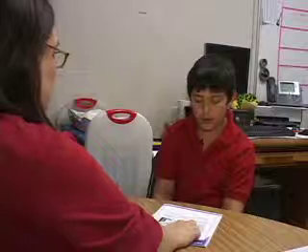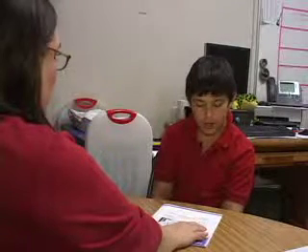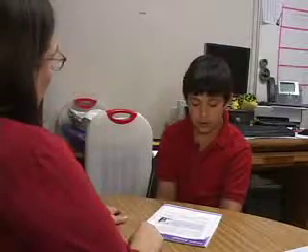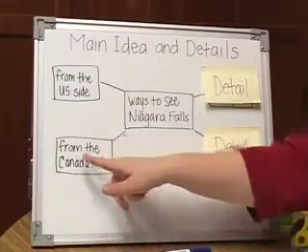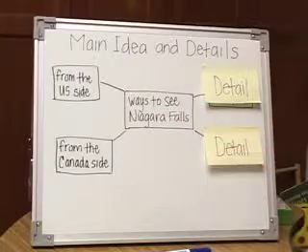Next, can you read this sentence? Then you can walk across a bridge to Canada and see them from that side. So can you tell me what the second detail is? You can see it from the Canada side. From the Canada side. This is another way to see Niagara Falls.